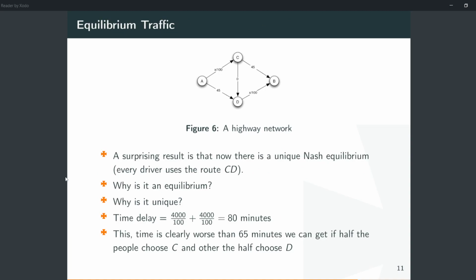So now the surprising result is that there is a unique Nash equilibrium. And if there is a unique one, every person will use the same strategy, and that strategy is CD. That means go to C, then from C to D, and then from D to B. So there is only one Nash equilibrium, that is using the strategy CD by all the players. So why is this an equilibrium? This is an equilibrium because no driver can benefit by changing their route.